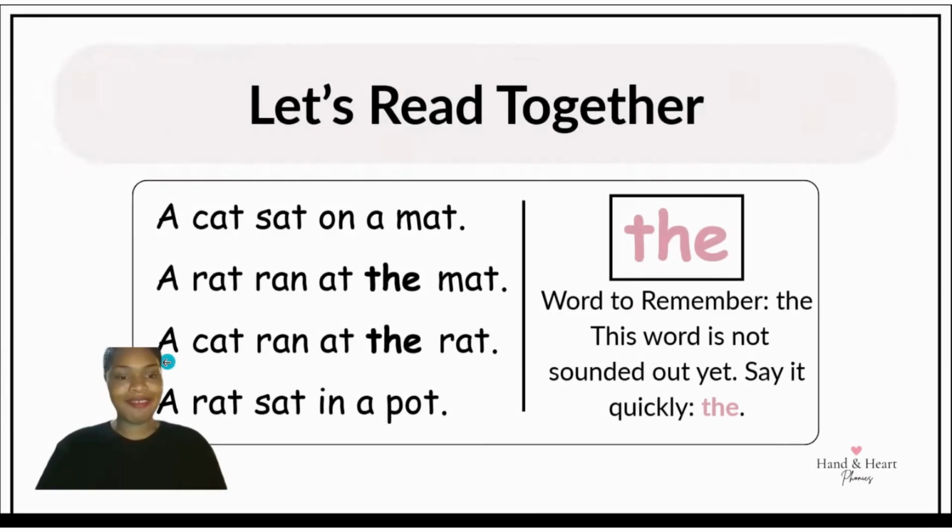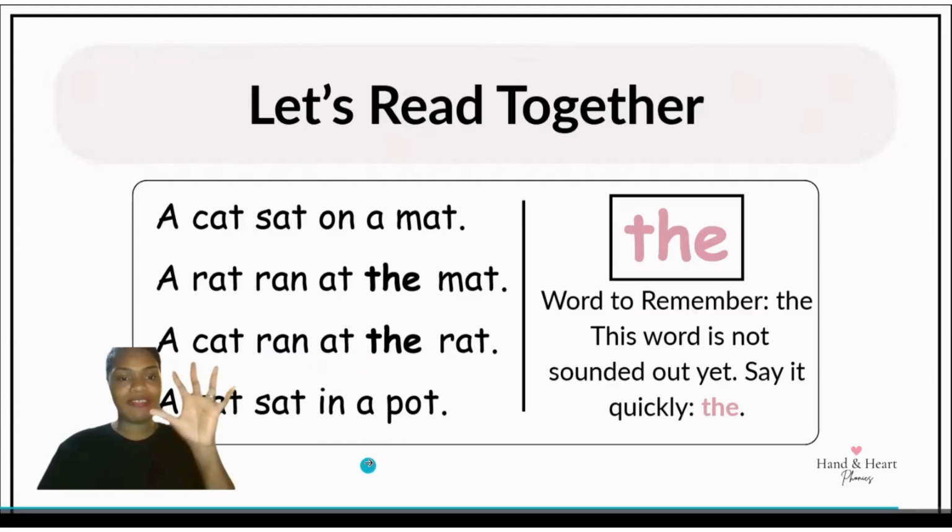Wonderful. Get ready. A cat ran at the rat. Again. A cat ran at the rat. Now by yourself. Good. Next sentence. A rat sat in a pot. Get ready. A rat sat in a pot.